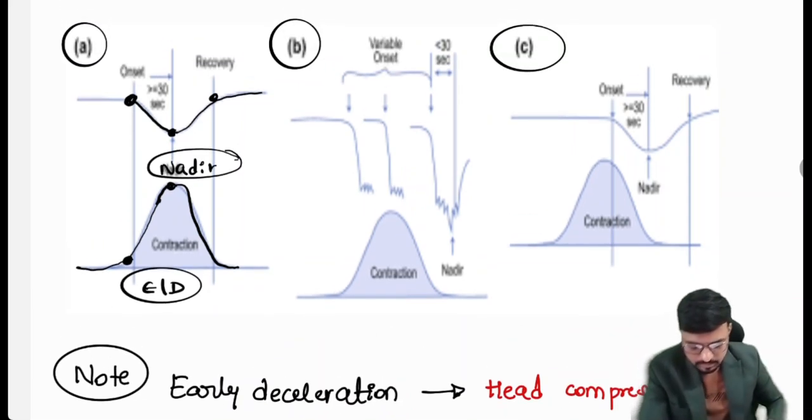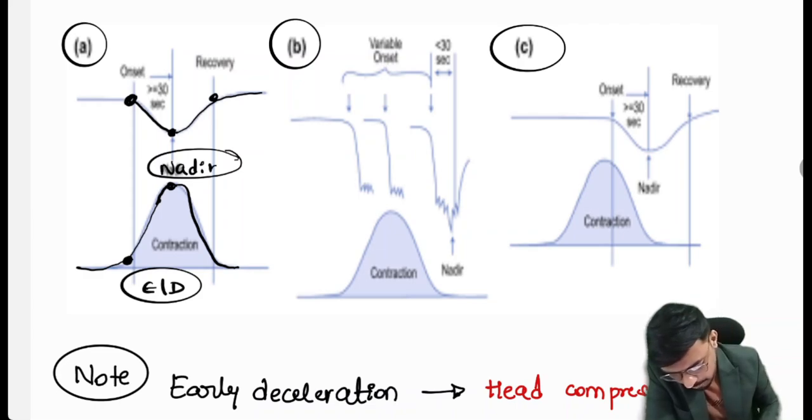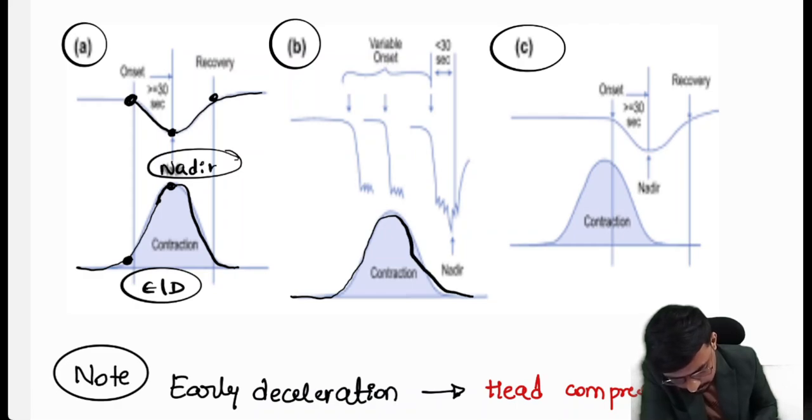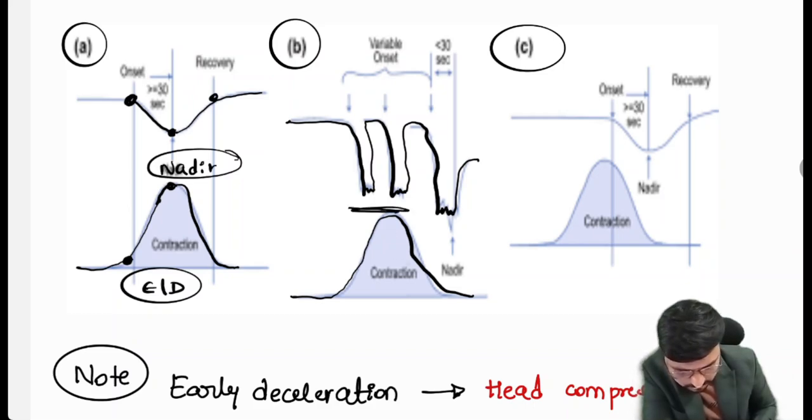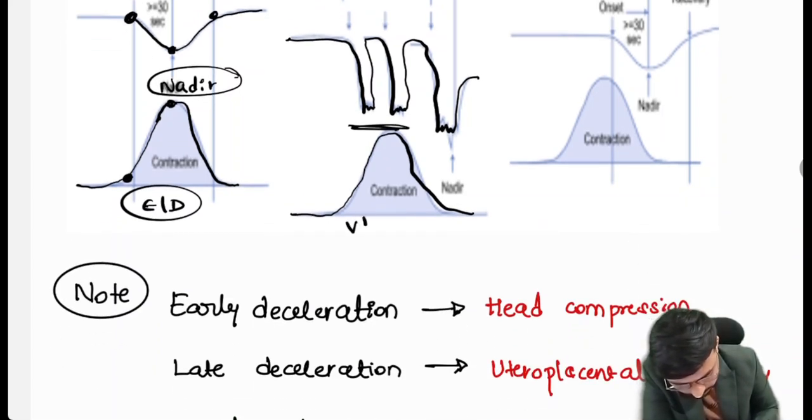Let's come to option B. There is one uterine contraction, but the fetal heart rate suddenly decreases, goes back to normal, again suddenly decreases, goes back to normal, and again suddenly decreases and goes back to normal. It is completely unassociated with the contraction, and happens due to umbilical cord compression. That is what you call variable deceleration.